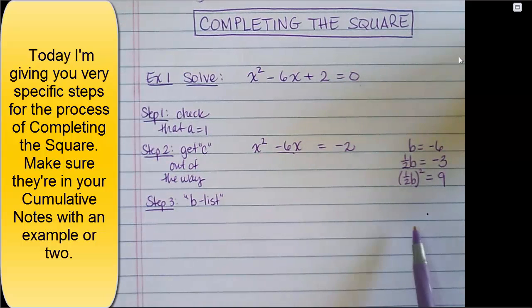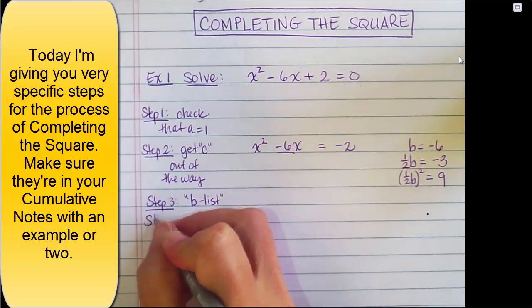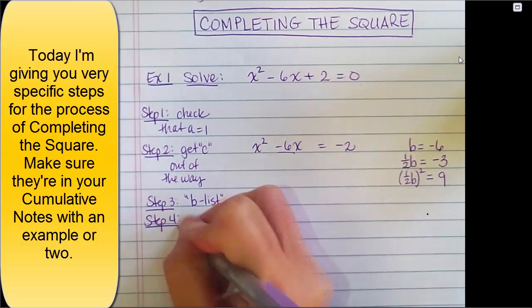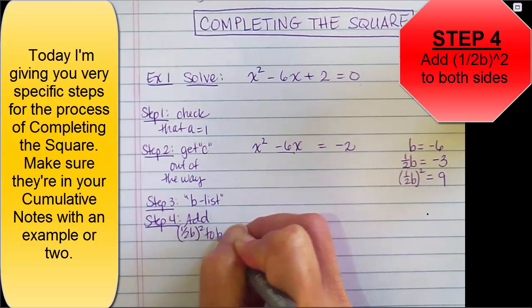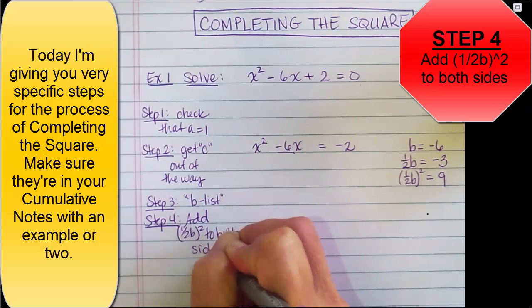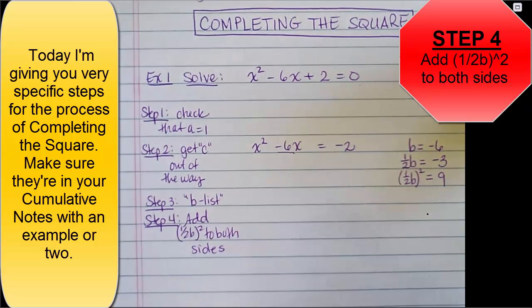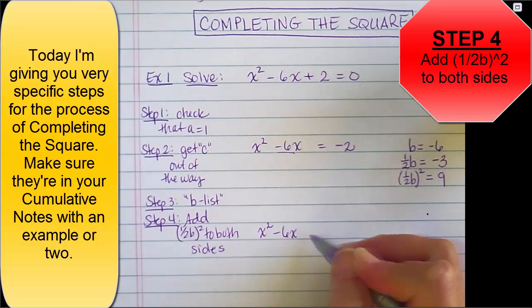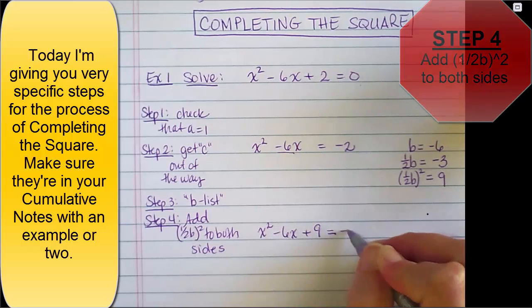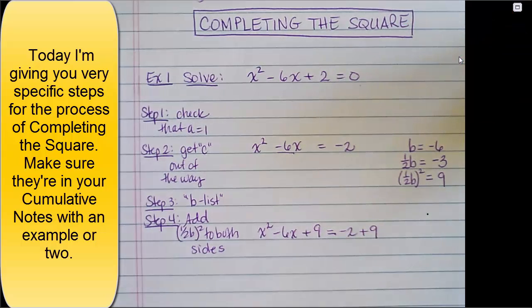The reason we do that is if we take this half b squared value and add it to both sides, the left side is now a perfect square trinomial. We've essentially completed the square. So for step 4, we add half b squared to both sides. And so we have x squared minus 6x plus 9 equals negative 2 plus 9.